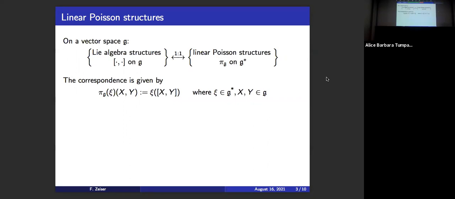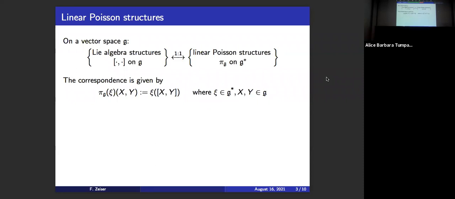Given an element xi in the dual of our Lie algebra and two elements x and y in our Lie algebra, here we identify the dual of the dual, so the cotangent space at the point xi with the Lie algebra. We evaluate our Poisson structure at two elements x and y, and this is just given by evaluating the bracket of x and y at xi. And this gives the one-to-one correspondence between linear Poisson structures and Lie algebra structures.